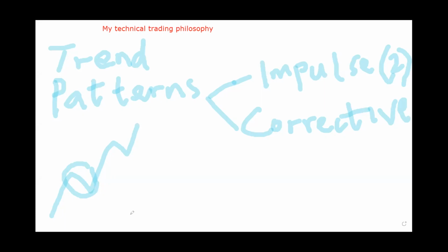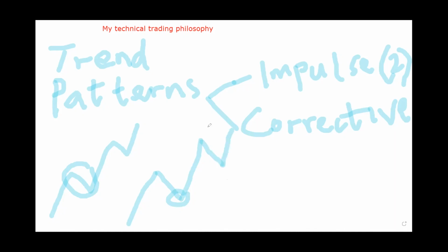That's my philosophy. I wait for price to determine where it's going to give me a trend. When it does that, I wait for a correction, which is going to happen. At the end of that correction, I trade the next impulse. I wait for correction. I don't trade the correction itself. Then I trade the next impulse.